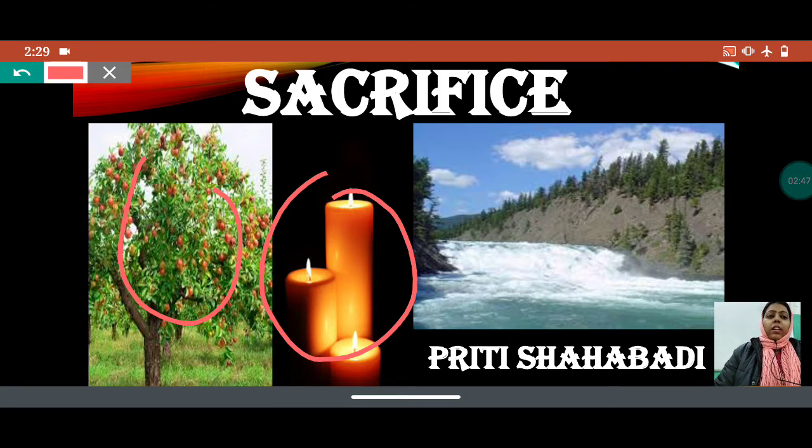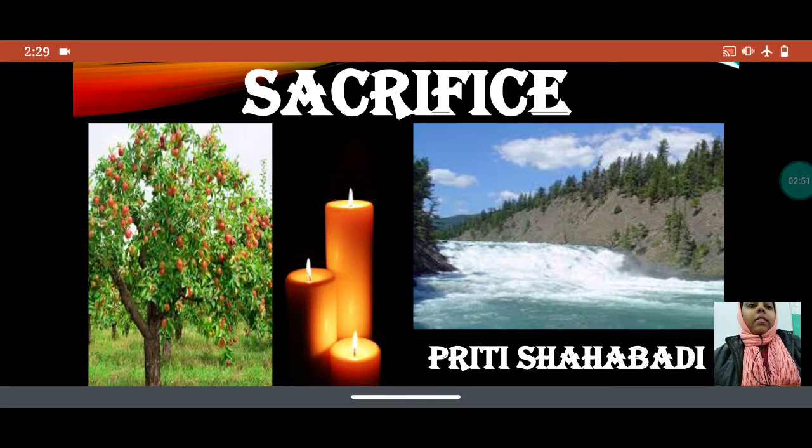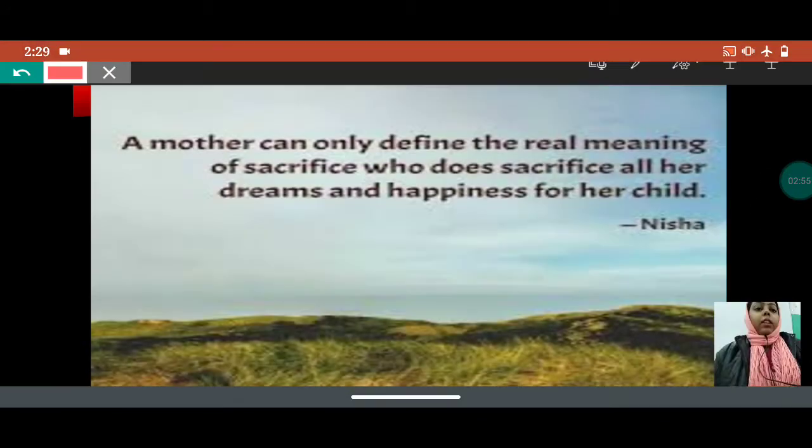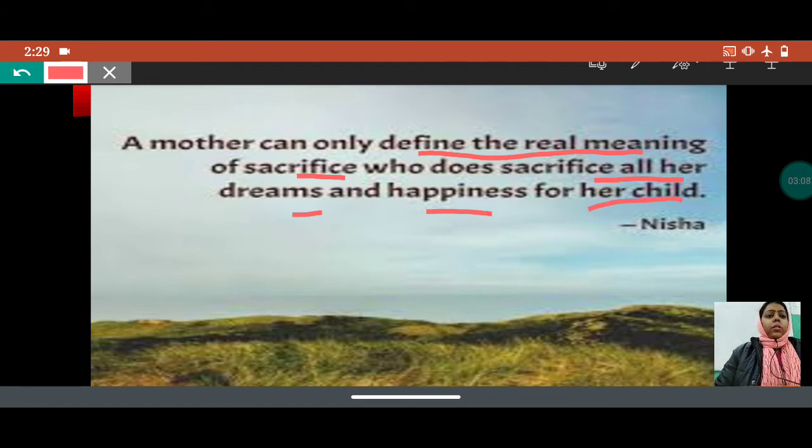Now today we will read a story related to sacrifice. Now let's move forward. See, it is written: a mother can only define the real meaning of sacrifice, who sacrifices all her dreams and happiness for her child. One of the best examples of sacrifice is your mother. She sacrifices her valued dreams, her happiness, and everything for you, because she wants you to be happy and cheerful and fulfilled every time. So the sacrifice of a mother is very great. It is much more. She sacrifices everything for her child, for her family.